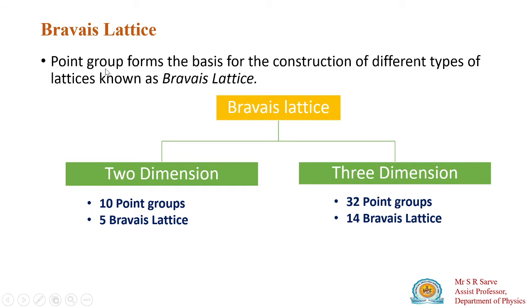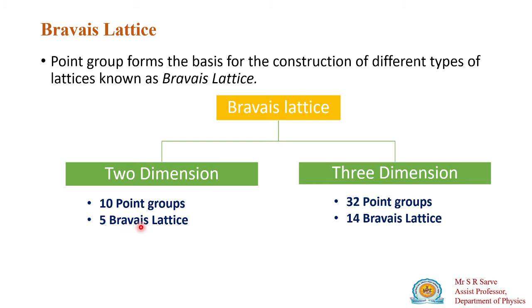When there are point group operations, point group operations arise due to symmetry operations. These point group operations give rise to the different types of lattice structures, and this gives you the Bravais lattice. So in two dimension there are 10 point groups, and in three dimension there are 13 point group operations, and these 10 point group operations, which are combinations of symmetry operations in two dimension, give rise to the five Bravais lattices.